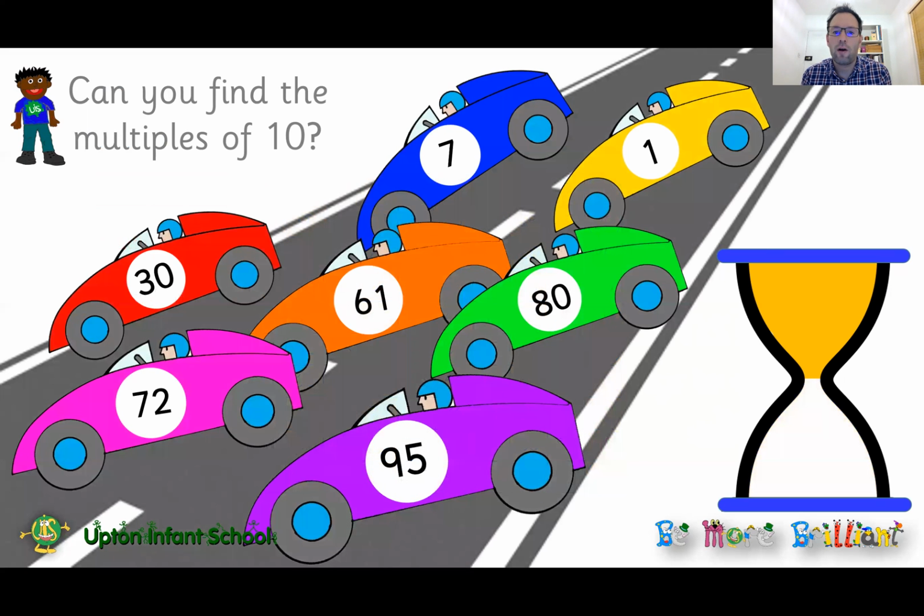So here we are on the racetrack. There's a few racing cars there. Some of those racing cars have got numbers which are multiples of 10. Can you spot them and write them down on your whiteboard? You've got 30 seconds. Time starts now. Now here's a clue. Don't forget, multiples of 10 end in a 0. So look out for numbers ending in a 0.